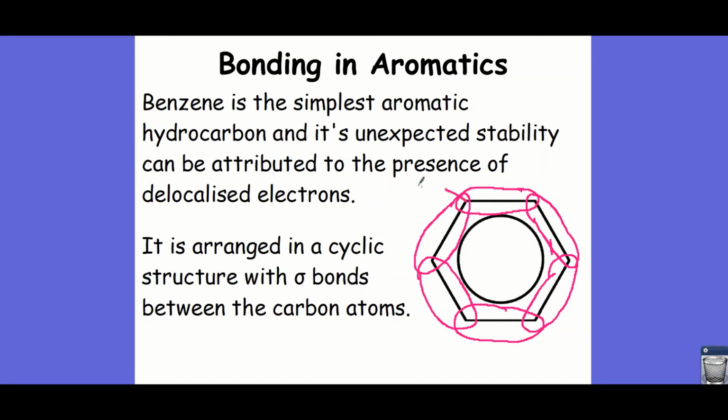We also have, I'll just draw one to show you, sigma bonds here holding the hydrogen to the carbon. But then we have an electron from each carbon atom that comes into the middle. So we have 6 electrons in the middle of this ring structure, and that delocalization, just like it does, for example, in metallic bonding, makes that really stable.